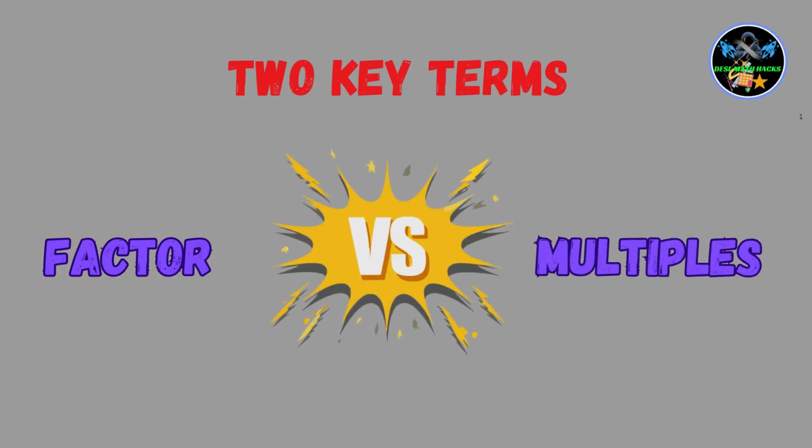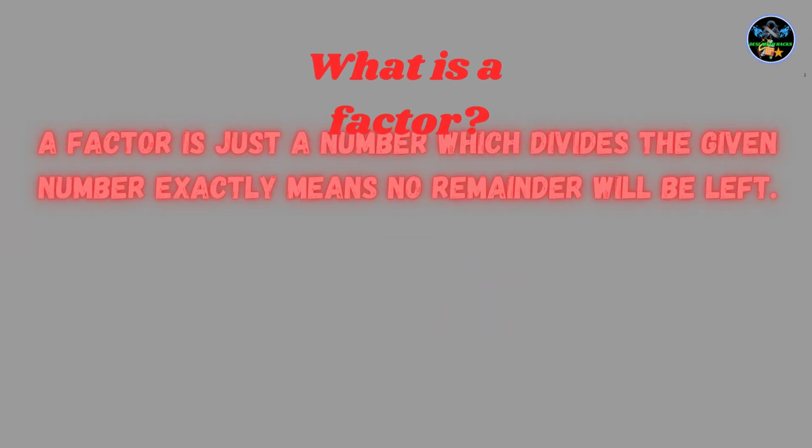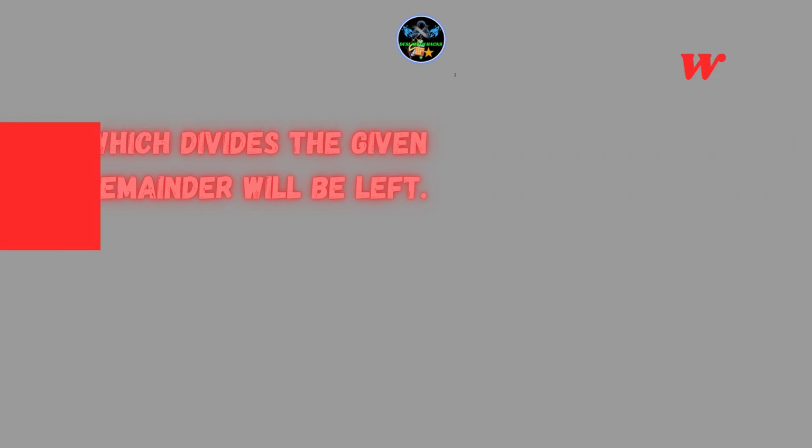Before we learn about HCF and LCM, we need to understand two key terms: factors and multiples. A factor of a number is a number that divides it exactly. It means when we divide any number by its factor, the remainder will be 0. Example: the factors of 6 are 1, 2, 3 and 6.